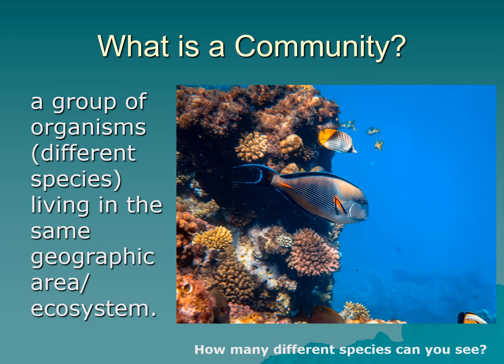A community is a group of organisms, these are different species, that live in the same geographic area or ecosystem. Okay, so in this picture you see a piece of a coral reef, and it has a community of several different species. I'm going to ask you a question there. How many different species can you see in this picture? Kind of take a pause and take a count and see, and then answer it on the question in the next slide.